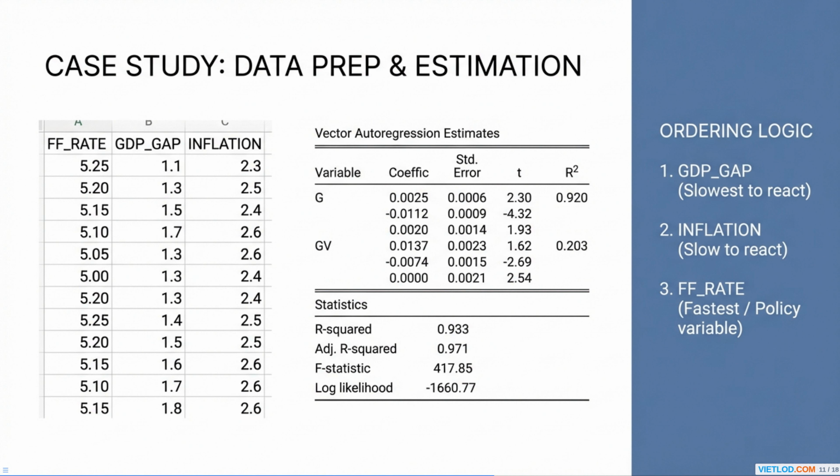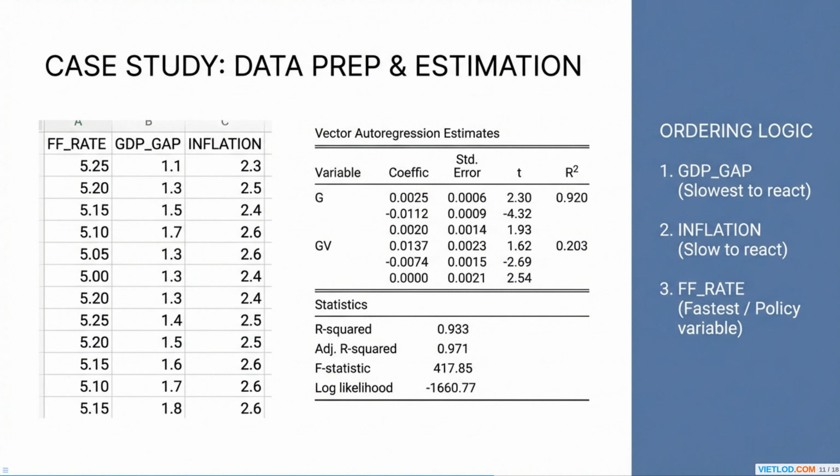A critical aspect of our analysis, especially for interpreting impulse responses, is defining the causal ordering of these variables for the Cholesky decomposition. This ordering is not arbitrary. It's based on economic theory regarding how quickly these variables respond to new information or shocks. We establish the ordering logic as follows.